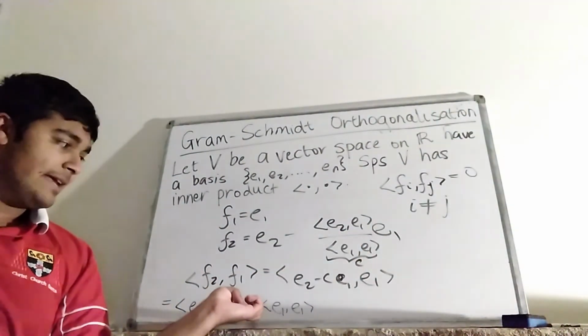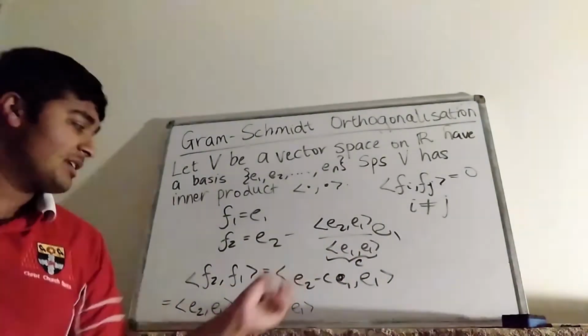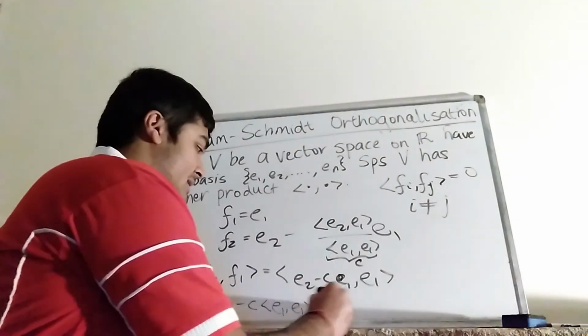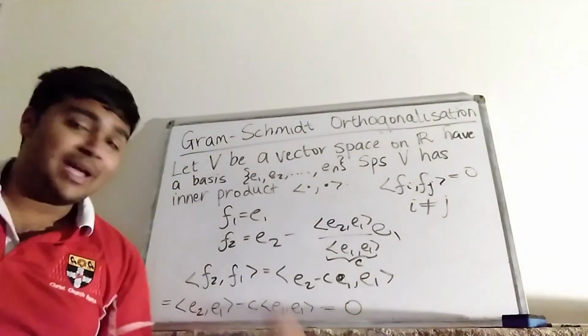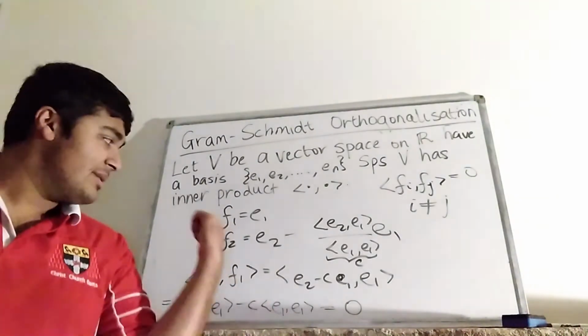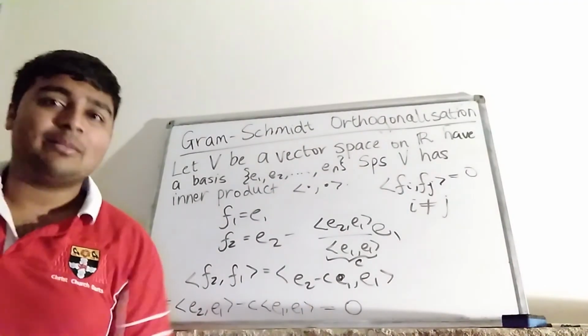So when I plug it in here, the ⟨E1, E1⟩ here and the ⟨E1, E1⟩ here cancel. So I've just got ⟨E2, E1⟩ minus ⟨E2, E1⟩, which is of course 0. Okay, so F2 and F1 are orthogonal. Great. Now what we're going to do is construct F3. Because I've run out of space, let me wipe this off and then we'll continue.